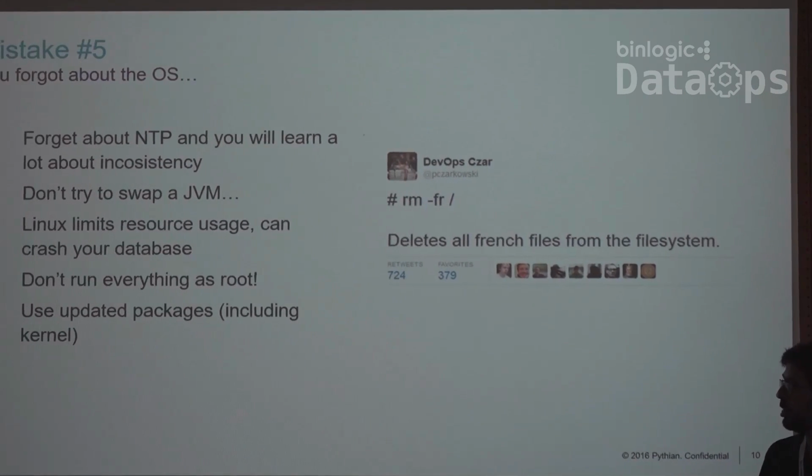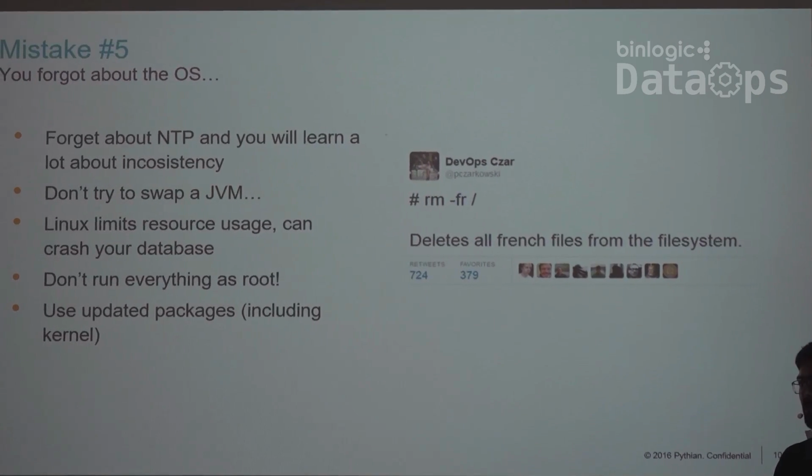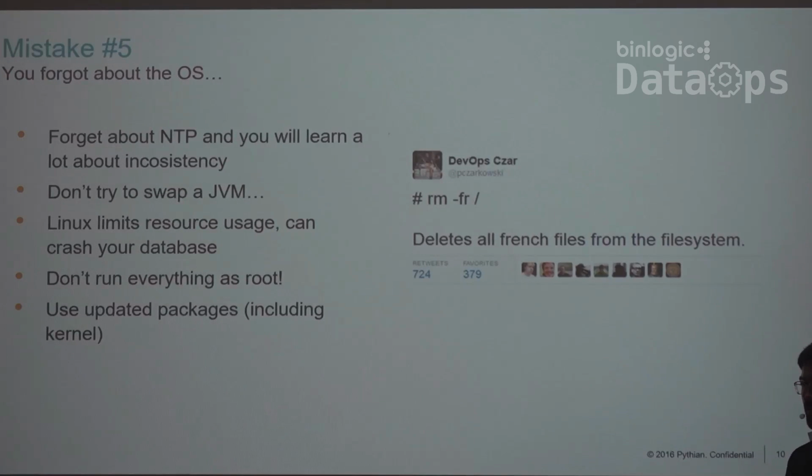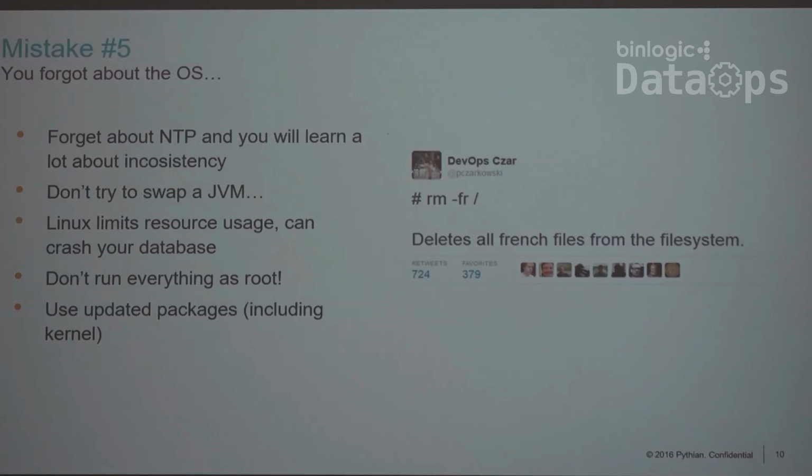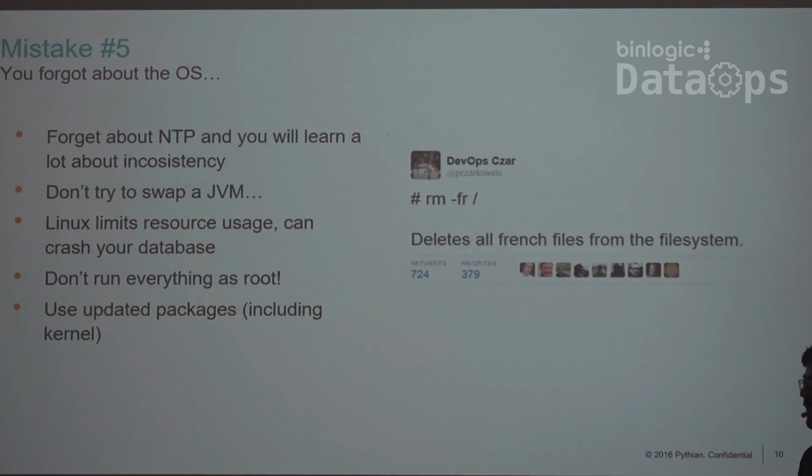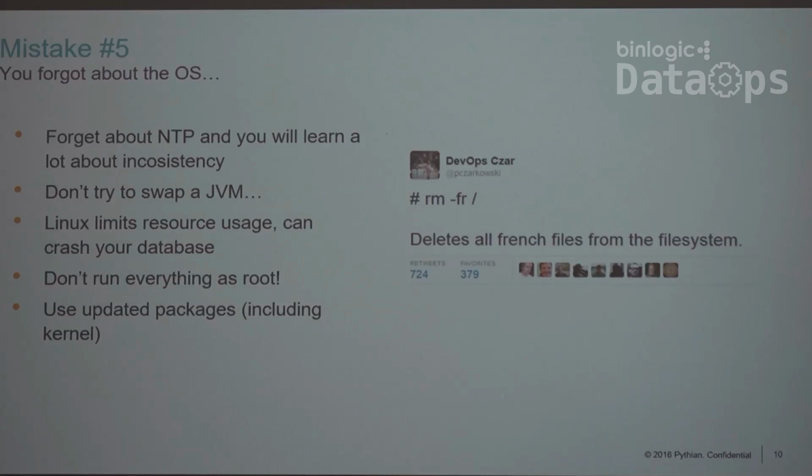Use updated packages, including the kernel, especially on the Red Hat distributions. The kernel tends to be a bit behind, and storage improvements normally benefit Cassandra a lot. So this is something you should take care of. Right now, the only kernels that are really bad for Cassandra are 3.1 up to 3.2. After 3.2, you are fine. And don't delete Cassandra files from your file system.